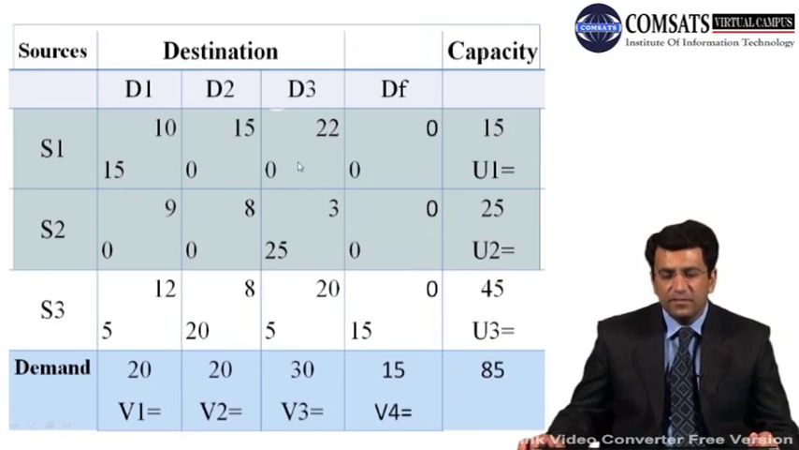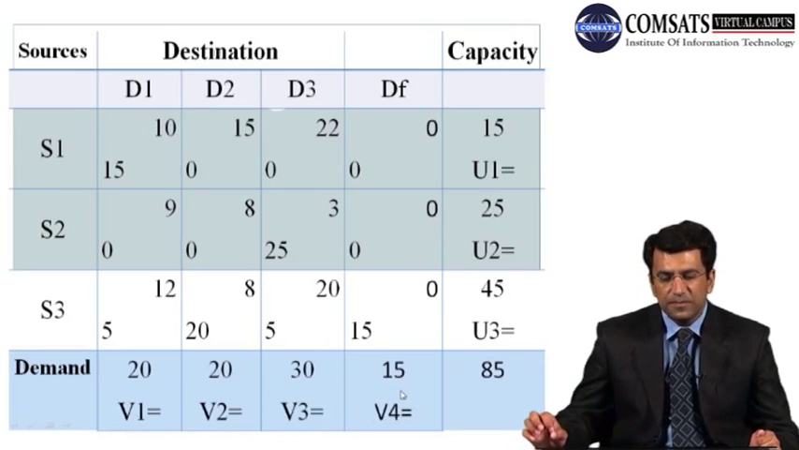Now again, class, we can calculate the cost for this particular table, but we will have to find out whether this table gives us the optimal solution or not. So again, we'll have to repeat that particular step. That is, we'll have to represent the different rows and the columns by U1, U2, U3, and V1, V2, V3, and V4. Again, class, we'll have to find out the different equations in order to calculate the shadow cost.